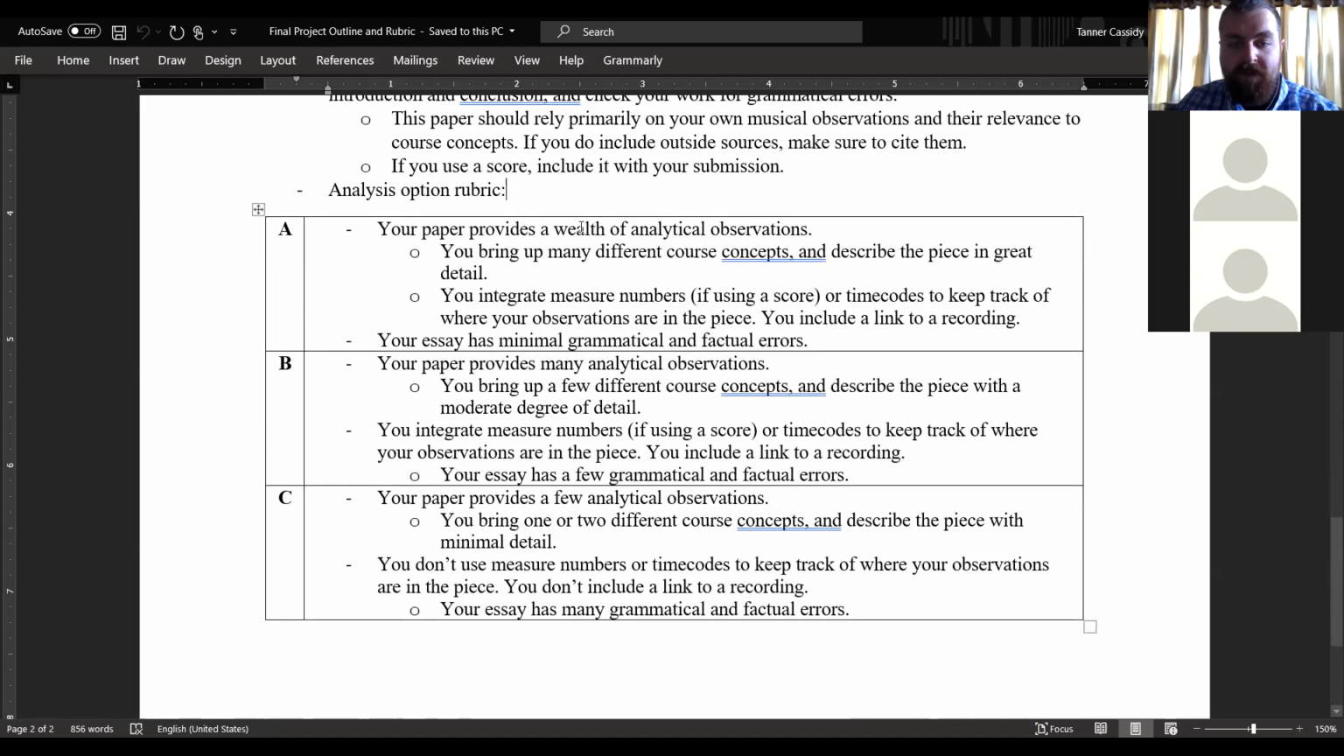And yeah, your paper brings up a wealth of analytical observations. You bring up many course concepts and describe them in great detail. You integrate musical numbers if using a score, or time codes to keep track of your observations in a piece. The musical numbers just mean the measure numbers. And your essay has minimal grammatical and factual errors.